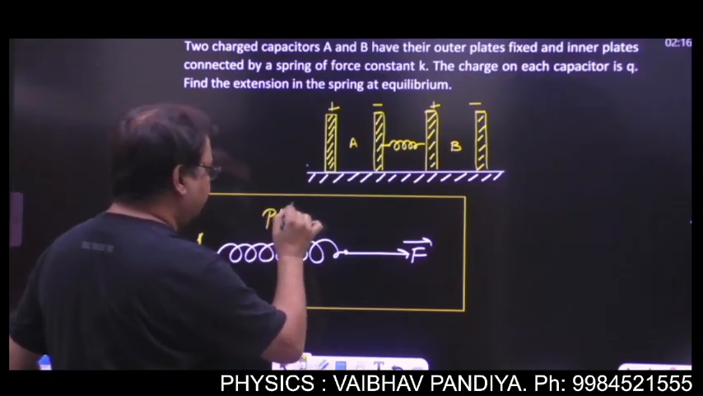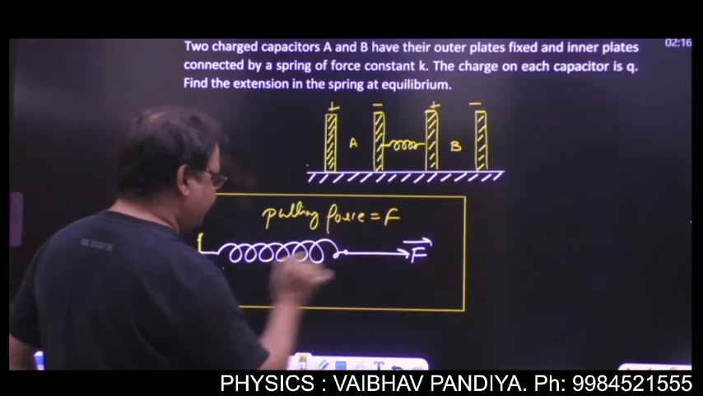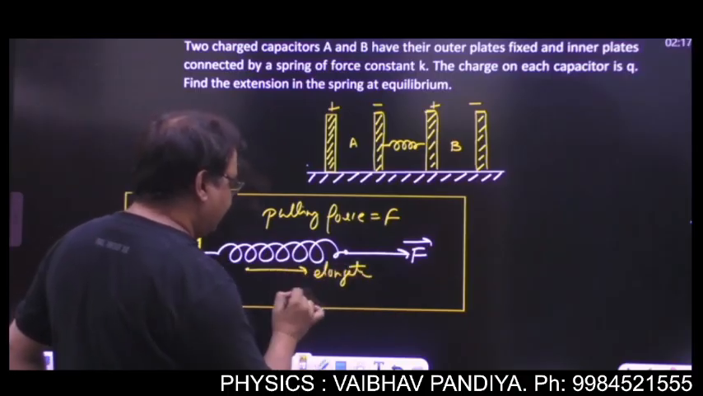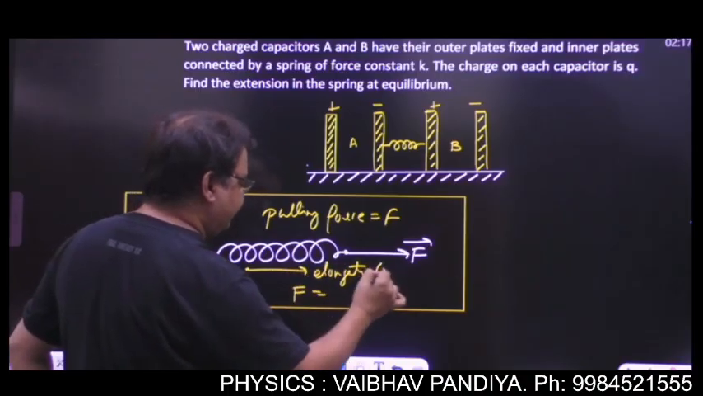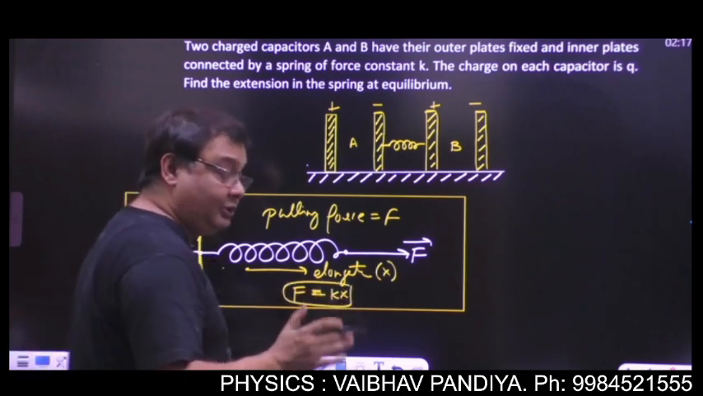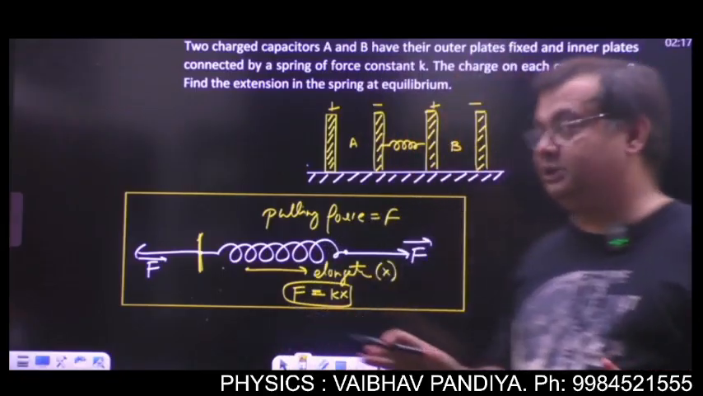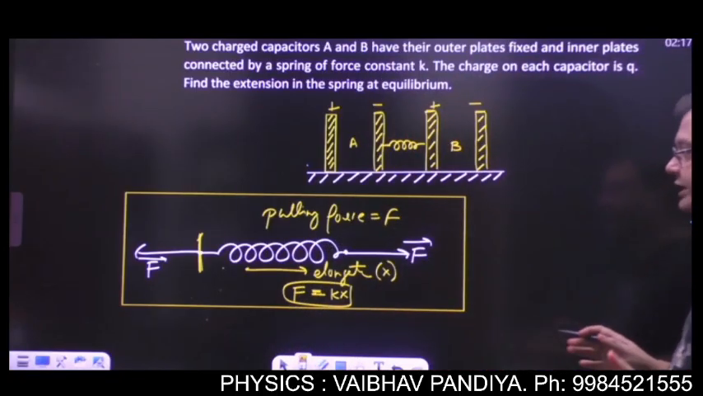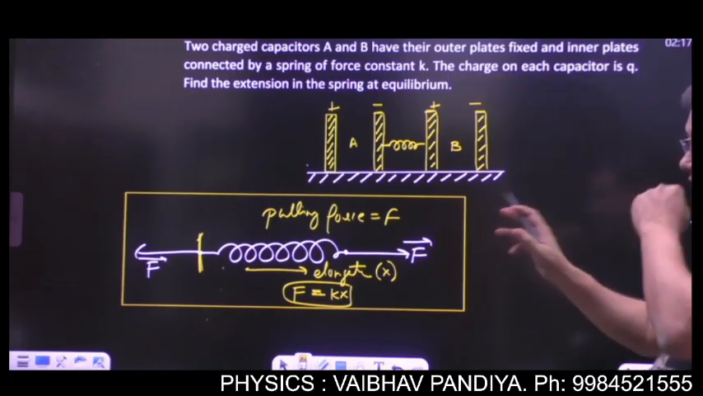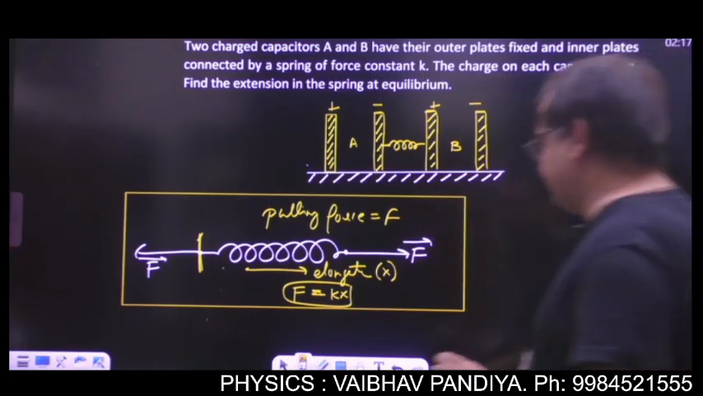So here, the pulling force is F, and this pulling force will elongate the spring, and the elongation, say, is x. So you can write F is equal to what? Kx. The elongation in the spring is always because of the pulling force, not the net force. In the spring articles, we have taken very special care that there is a difference between the net force acting on the spring and the pulling force.